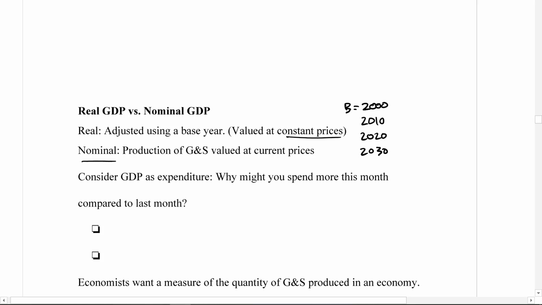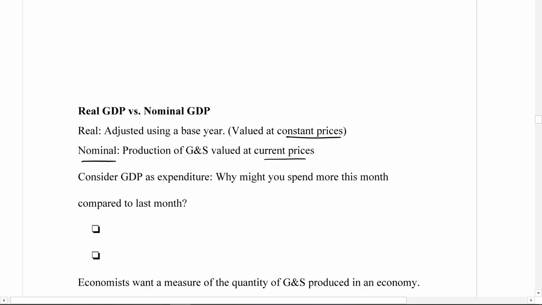Okay, whereas nominal GDP, we're measuring in current prices. So there we don't use a base year. If we're looking at nominal GDP for the year 2000, that's measured in the year 2000 prices. If we're looking at nominal GDP in 2010, it's used the 2010 prices, and so on and so forth. So it's just whether or not there's a base year, and it's essentially controlling for inflation.